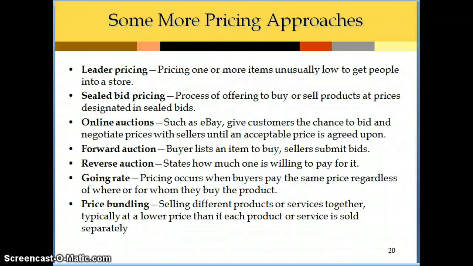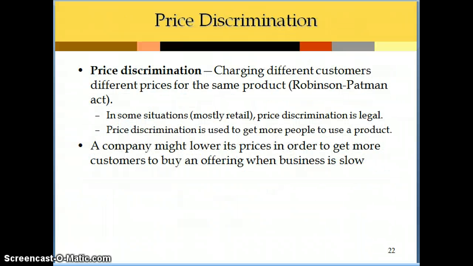Some more pricing approaches are leader pricing, sealed bid pricing, online auctions, forward auction, reverse auction, going rate, and price bundling. Going forward, we are going to examine price discrimination.